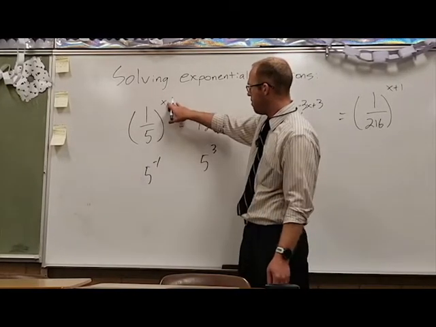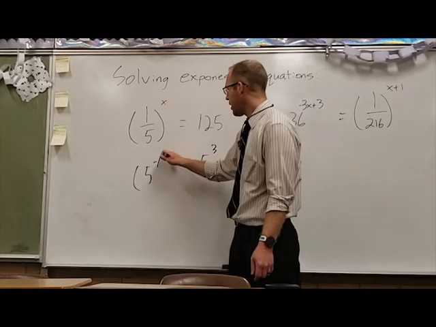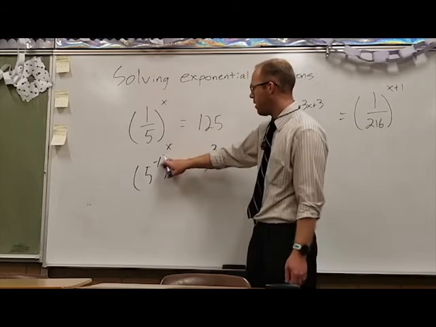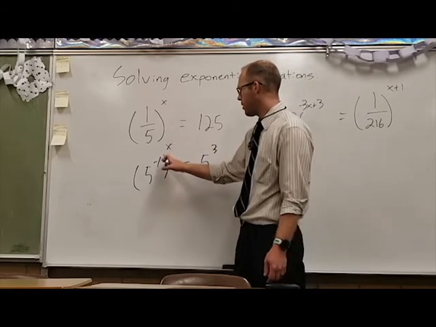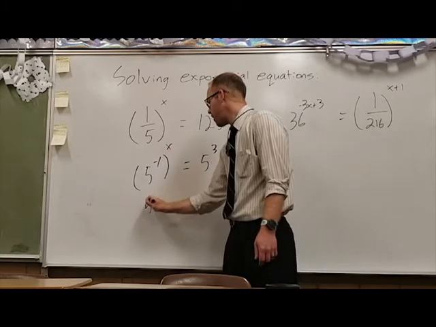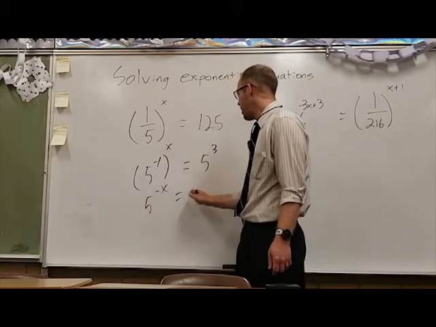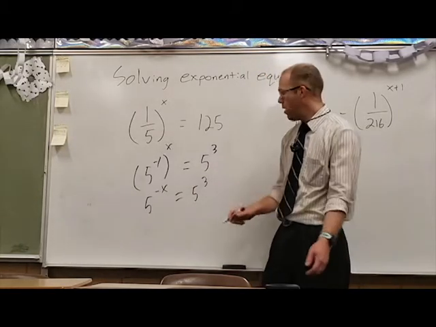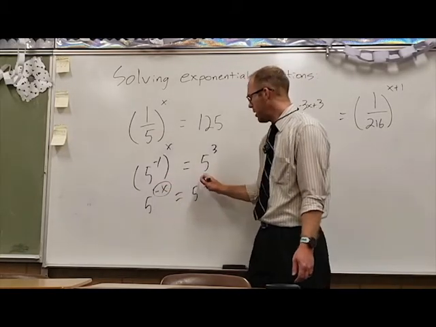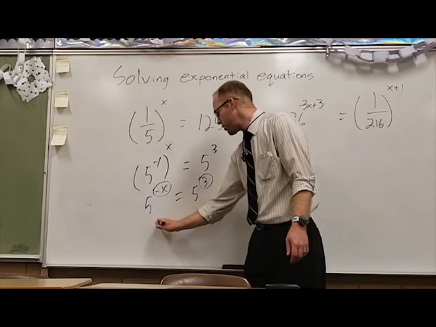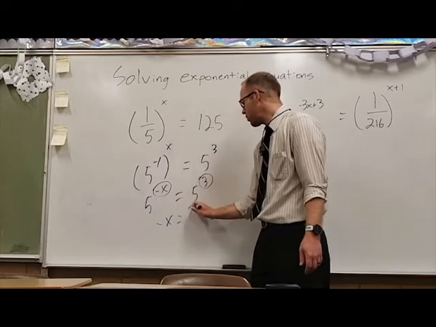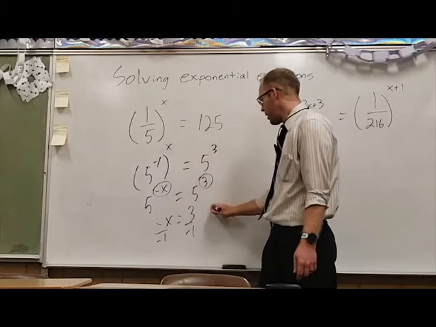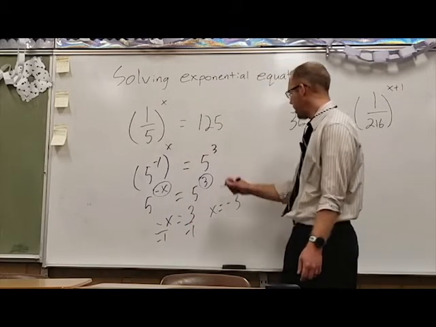Now we can't forget, we still have that x right here, so we're going to put that outside there. And we're going to need the power rule to simplify this. So that would be -1 times x, or 5 to the -x power, equals 5 to the 3rd. And now we're set up so we can use our tool where we thought, oh, this exponent needs to be the same as that exponent, so -x needs to be equal to 3. We'll finish this out by dividing by -1, and we get x equals -3.